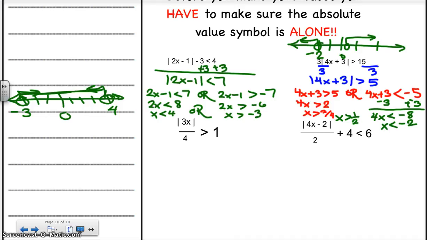All right, I'm going to have you go through and try to do the next two independently. I'm going to walk around, circulate, see how you do. Remember to get the absolute value sign alone and then create your cases.